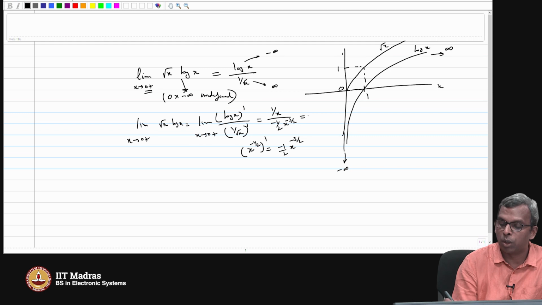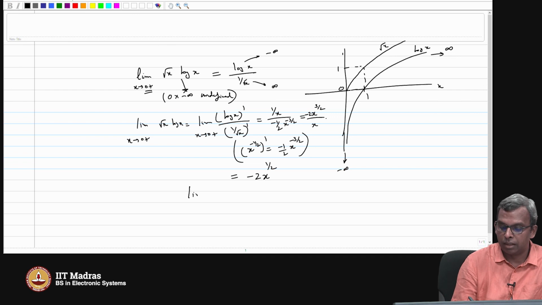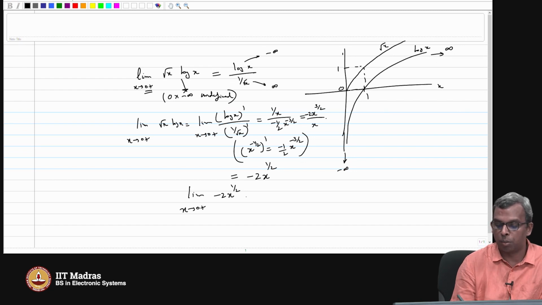So this will go up on top, and you will get x power 3 by 2. This minus half will become minus 2, and you will have by x, and that will simplify to get you minus 2 x power 1 by 2. So now, the limit as x tends to 0 plus of minus 2 x power 1 by 2. Now I can substitute, right? So there's no problem here. This goes off to 0.